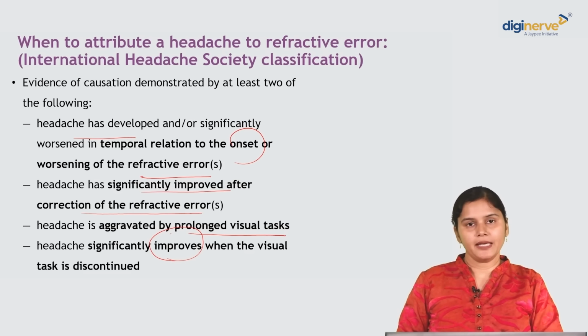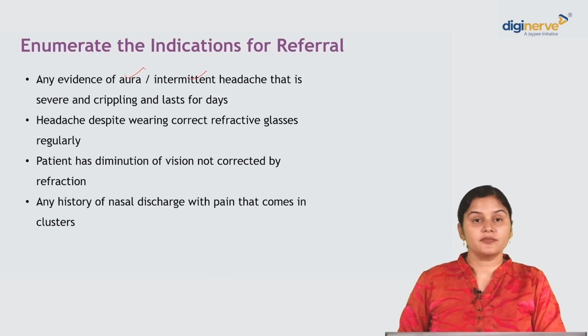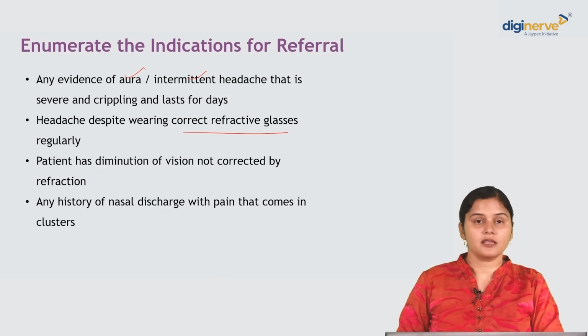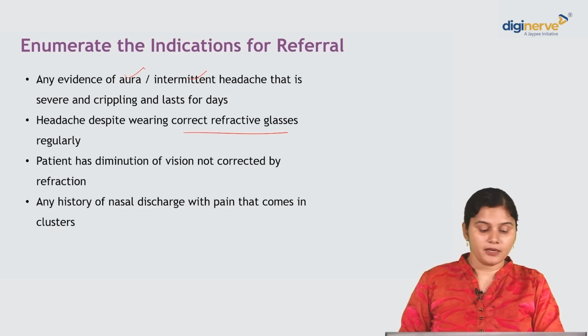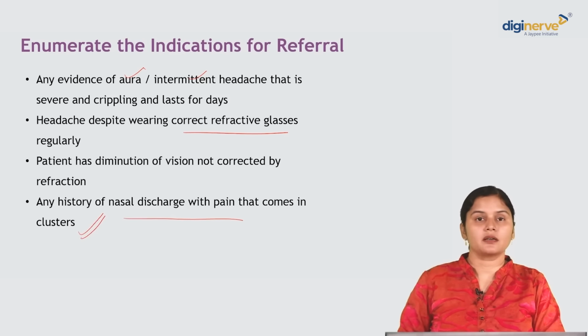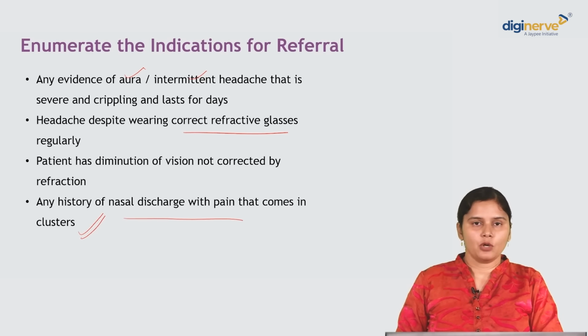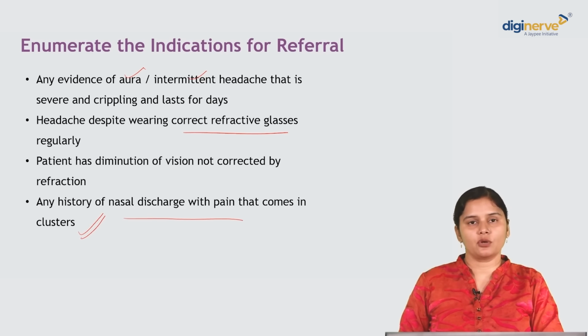So, this kind of headache can be attributed to a refractive error, but if it is associated with aura, it is an intermittent, very severe headache, there is headache despite wearing refractive glasses regularly, the patient has diminution of vision which is not corrected by refraction, or there is nasal discharge with pain that comes in clusters in a cluster headache, these kind of people should be referred to an ophthalmologist so that the fundus can be visualized, and to the neurologist for looking at any related causes of headache.